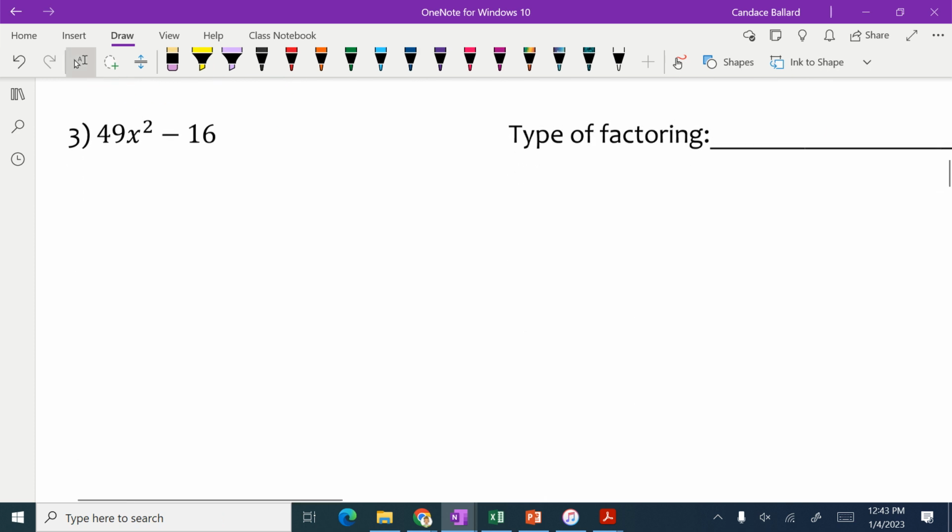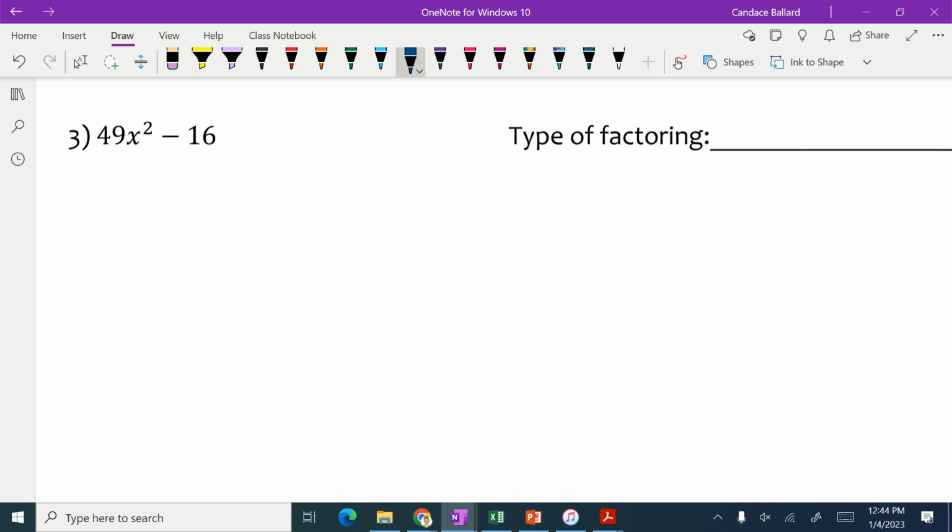Okay? So, the very first thing you should be asking yourself is there a greatest common factor? So look at those terms. Is there a greatest common factor? I got both yeses and nos. What do we think? No. Is there anything that divides both 49 and 16? No, so that's not greatest common factor. How many terms do I have? 2 terms, okay? When I have 2 terms, I then look for squares.